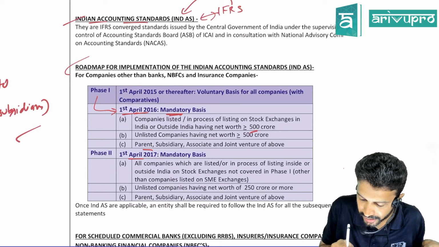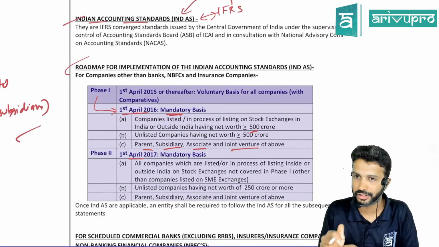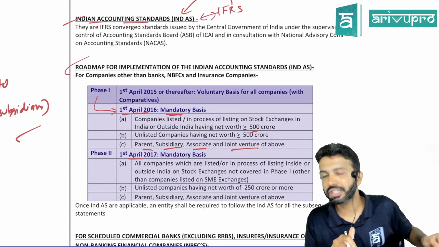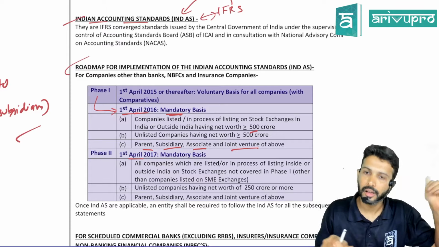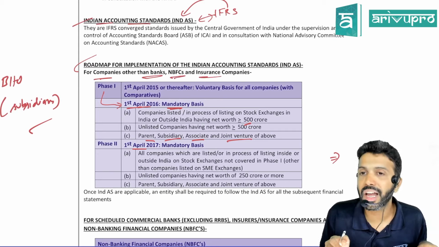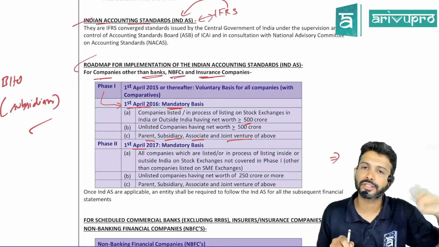Parent, subsidiary, associate, and joint venture. We'll study more about associate and all later. It's newly added into your syllabus now. But parent, subsidiary, you got it now. What is associate, joint venture? We will study as and when we go along. Okay, this is for companies other than banks, NBFC, and insurance. For banks and insurance companies, Ind AS is still not applicable.